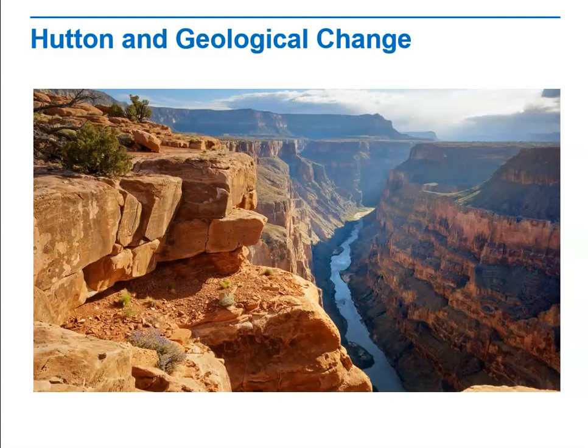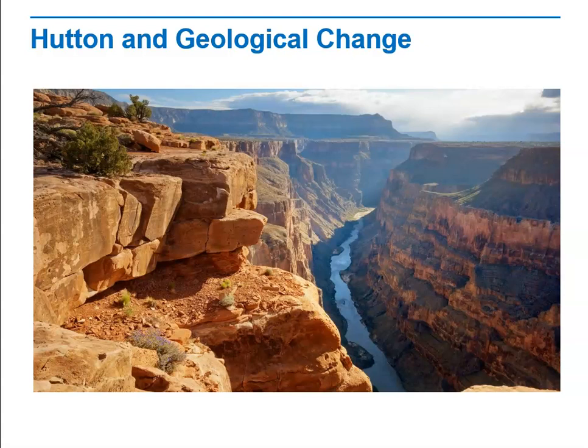This is a photograph of the Grand Canyon. Besides the steep canyon walls, notice that there's running water at the bottom of the canyon. Think about how geological processes could produce the Grand Canyon and other geological features.